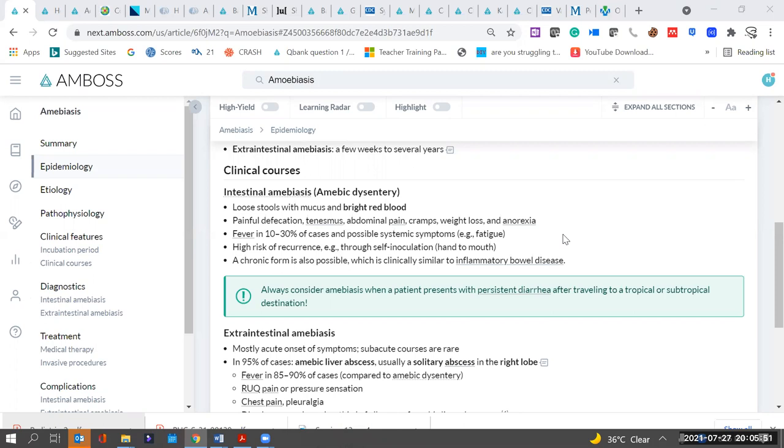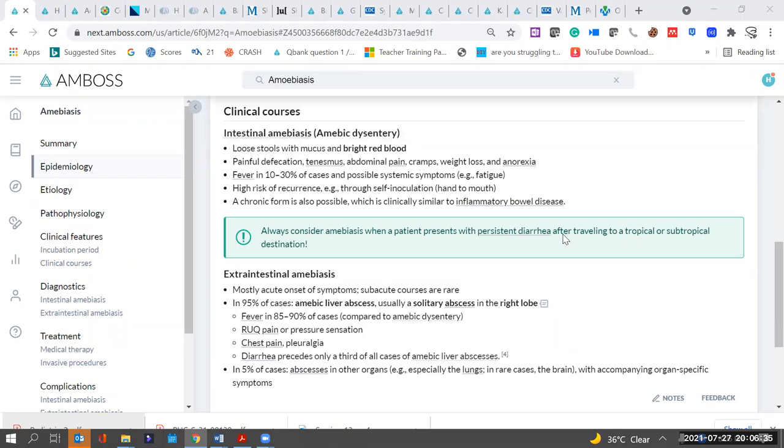The one who has the habit of not washing the hands properly, especially after defecation, is usually prone to get this infection as well. Chronic form is also possible, which is clinically similar to inflammatory bowel disease. The presentation will be like that, but most of the time, based on the presentation, we can say that. Now, always consider amoebiasis when a patient presents with persistent diarrhea after traveling to a tropical or subtropical destination. Most of the time, their personal hygiene is not very good when they're traveling to these areas, and if the patient has a travel history, plus the persistent diarrhea, then we can always think about amoebiasis.